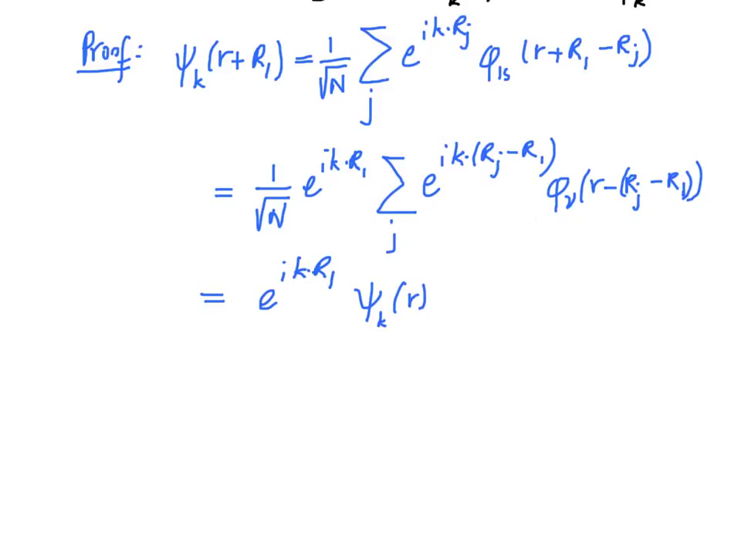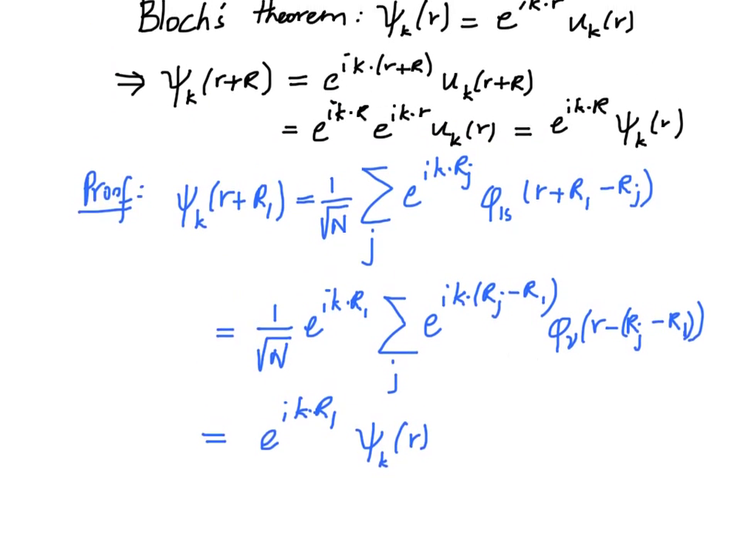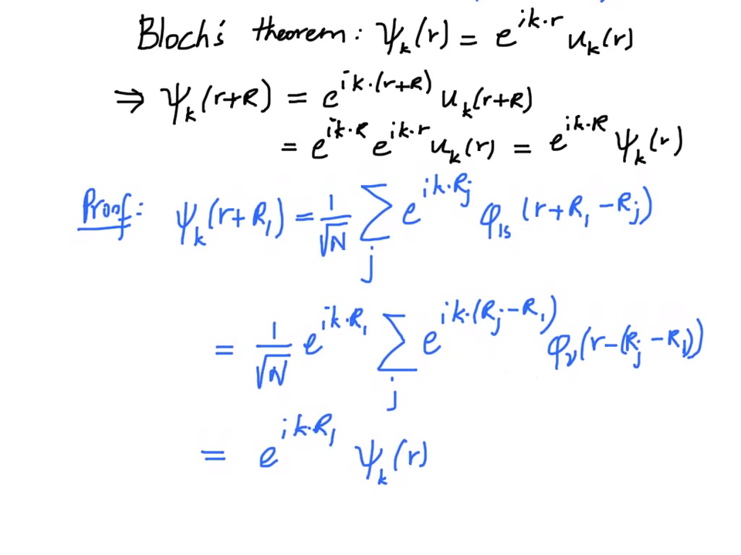And so we arrive at the conclusion that psi k of R plus R1 is equal to e to the i k dot R1 times psi k of R, which, if you may recall, is really the alternative form of Bloch's theorem, which is what we had just proven, right? This is equal to that. That's an alternative form of Bloch's theorem. We started off with our tight binding expression for our wave function, and we showed that that expression for the wave function satisfies Bloch's theorem.